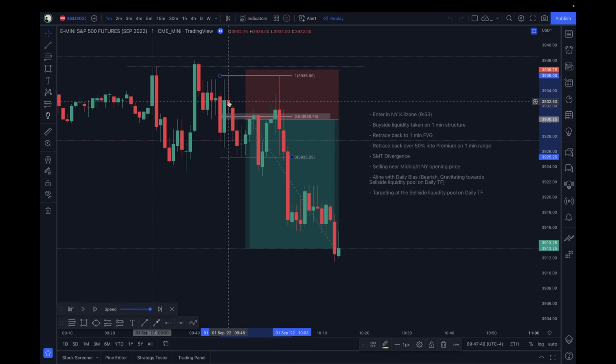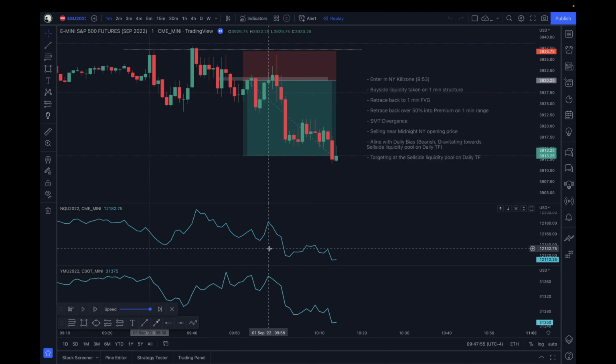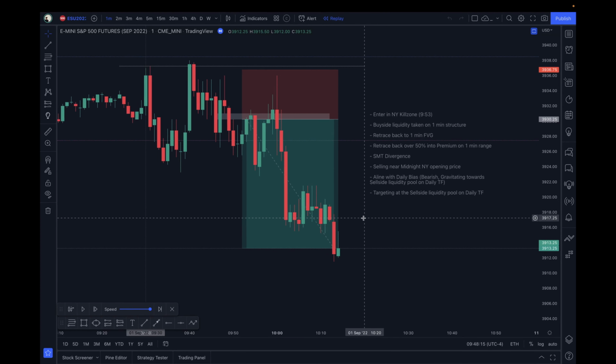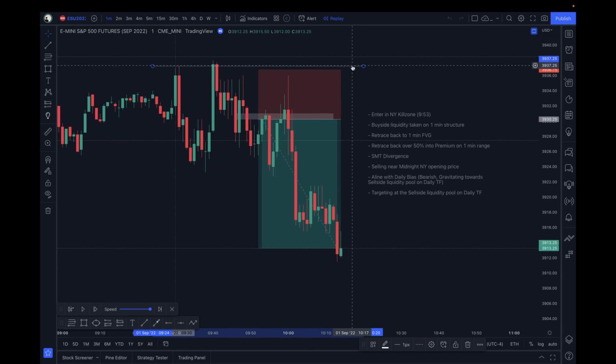SMT divergence. I can't really show it right now, but you can kind of see right here. So high, high, high, low. Selling near midnight Euro opening price. This is the price. Align with daily bias. Targeting here. And that's all. This is my second trade.